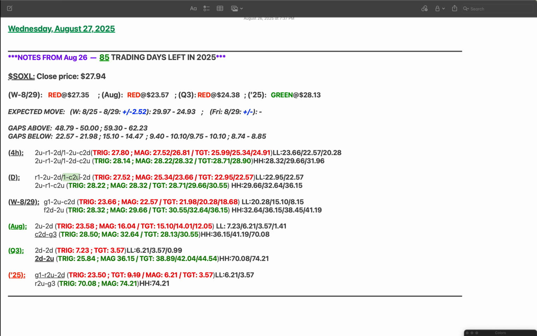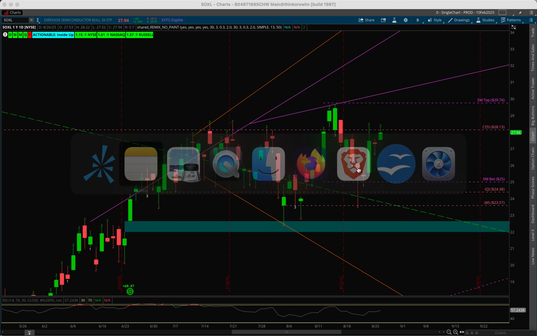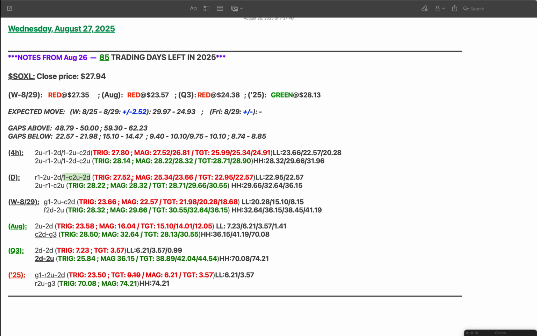Now that would then put us in a 1 combo 2 up, 2 down, right? Here's the 1 combo 2 up, and then if we get back down to the bottom of here with this 1 2 up, 2 down, that makes a 2 up combo 2 up, 2 down. Again, the target is not the low of the 1, it's the low of the candle to the left of the 1. So once we reach that 25.34, that would trigger the 1 combo 2 up, 2 down with the target of 23.66. So we can see that would give us an even bigger movement, right? So 27, if we took the 27.80 trigger on the 4 hour, it has the potential to take us all the way down to 23.66 on the 4 hour.